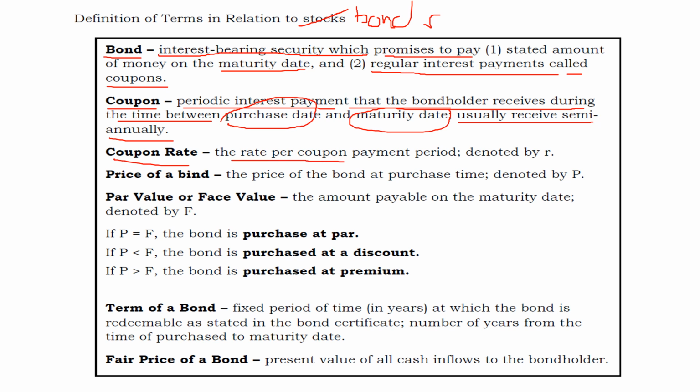The rate per coupon payment period is denoted R. So we simply use small letter r to represent this coupon rate. In simple words, the coupon rate is the rate of interest paid by bond issuers on the bond face value. Or we can say that this is a periodic rate of interest paid by bond issuers to its purchasers. So please do take note of that.